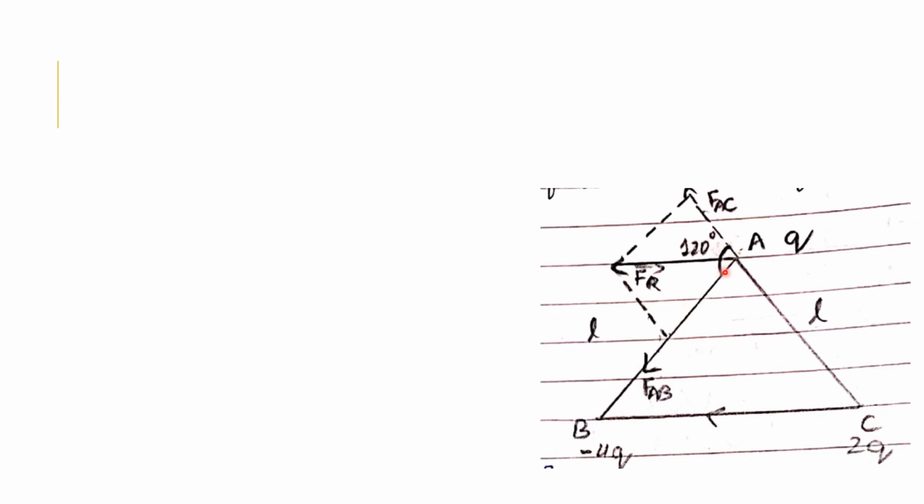So here also this angle is 60. This is an equilateral triangle, 60, 60, 60, and this angle will be 120 degree. Okay, total will be 180. So the resultant of FAC and FAB, that will be the final answer. This FR represents the resultant of FAC and FAB. Using parallelogram law of vector addition, we can find out the resultant force.